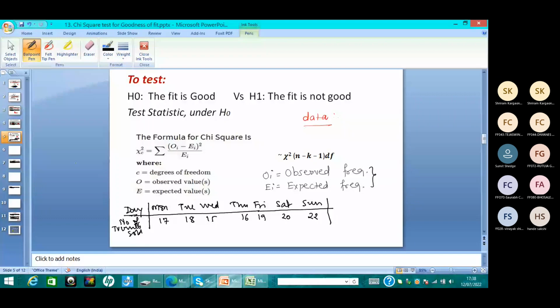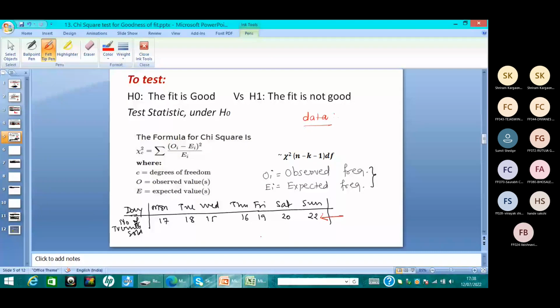What is the observed value here? The observed values are these. Monday is the first observed value, O1. Second is the observed number of TVs sold on Tuesday, then Wednesday 15, isn't it? In this way, these are the observed frequencies, meaning how much was actually sold each day. Now we compare that. Somebody is making a statement that TVs are uniformly sold.